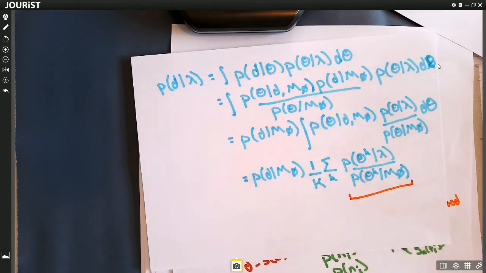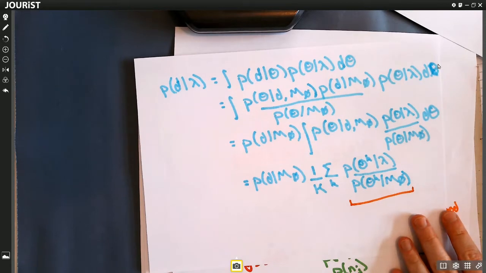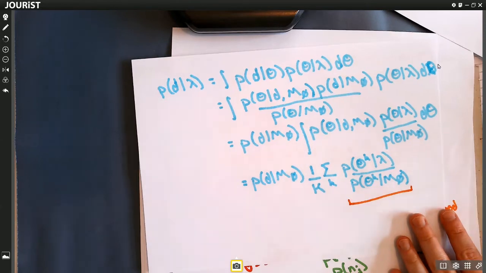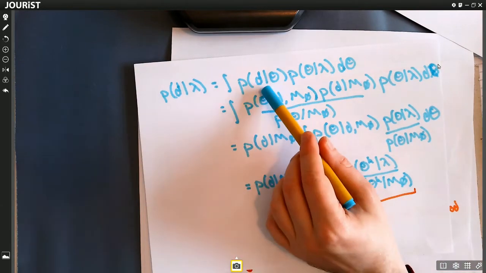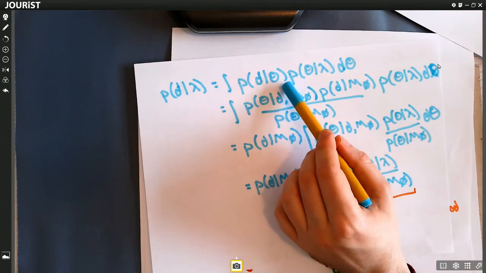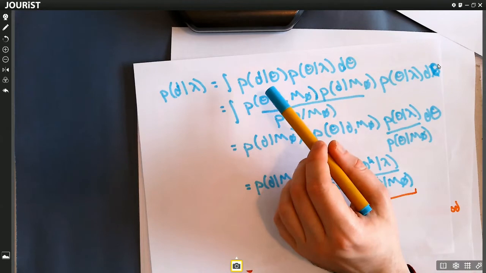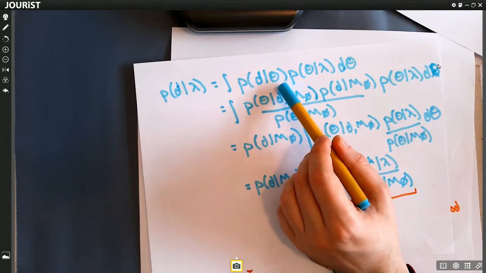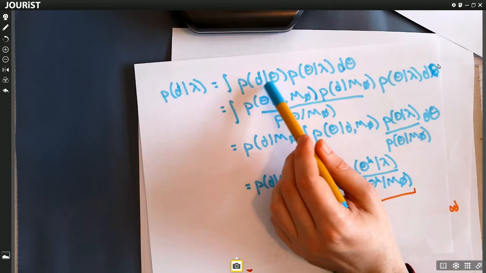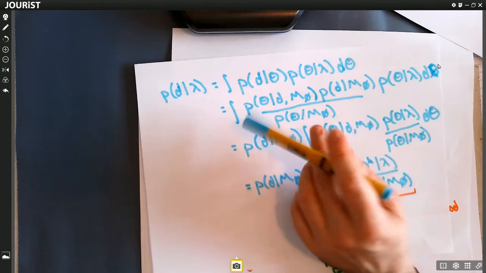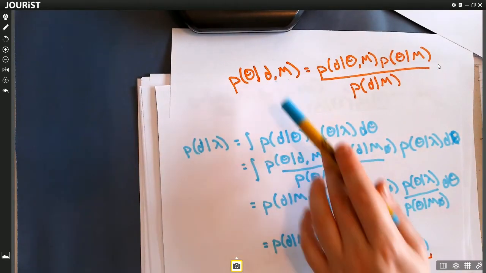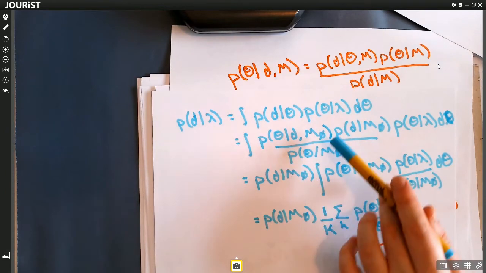Okay, should it be P of D? Yeah, I guess. No, so the question is, should this be P of D given theta and lambda at this point here? I guess, yes, that would be a clear way of doing it. But what we're saying is that the data doesn't actually depend on this value of lambda in that way. We're using this to expand out. We can do this however we like, subject to this.